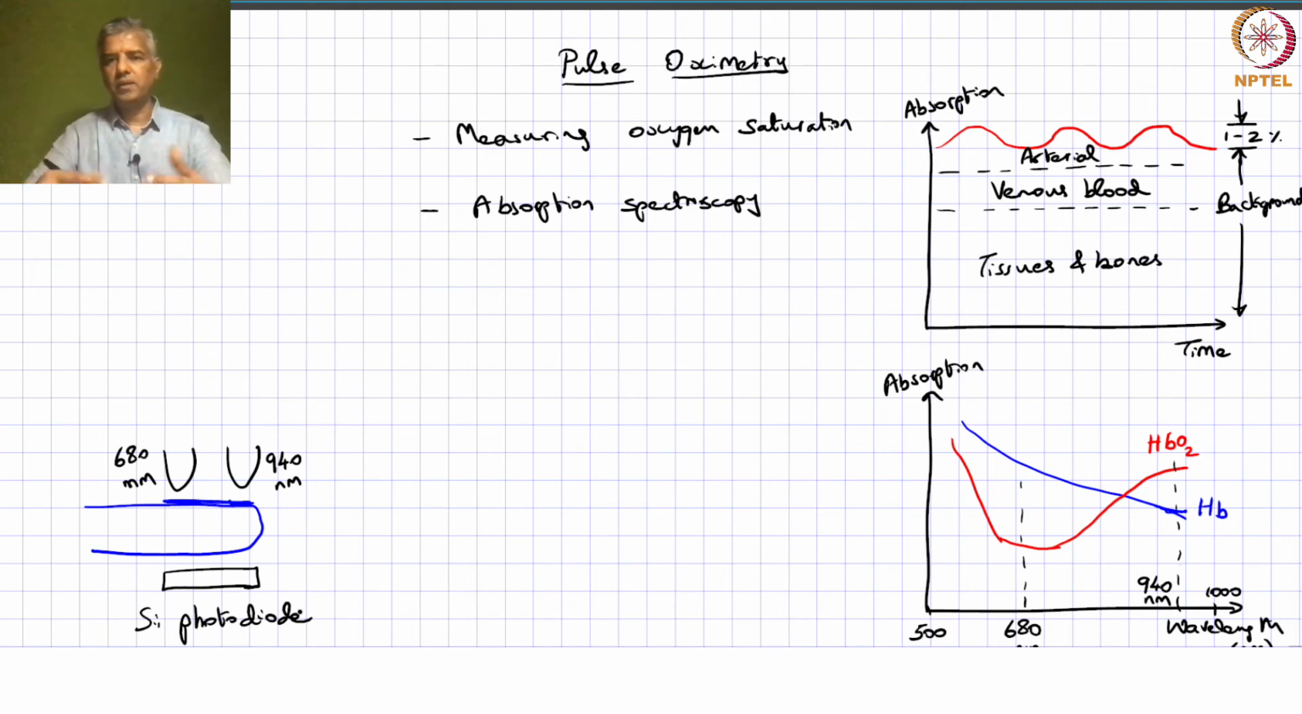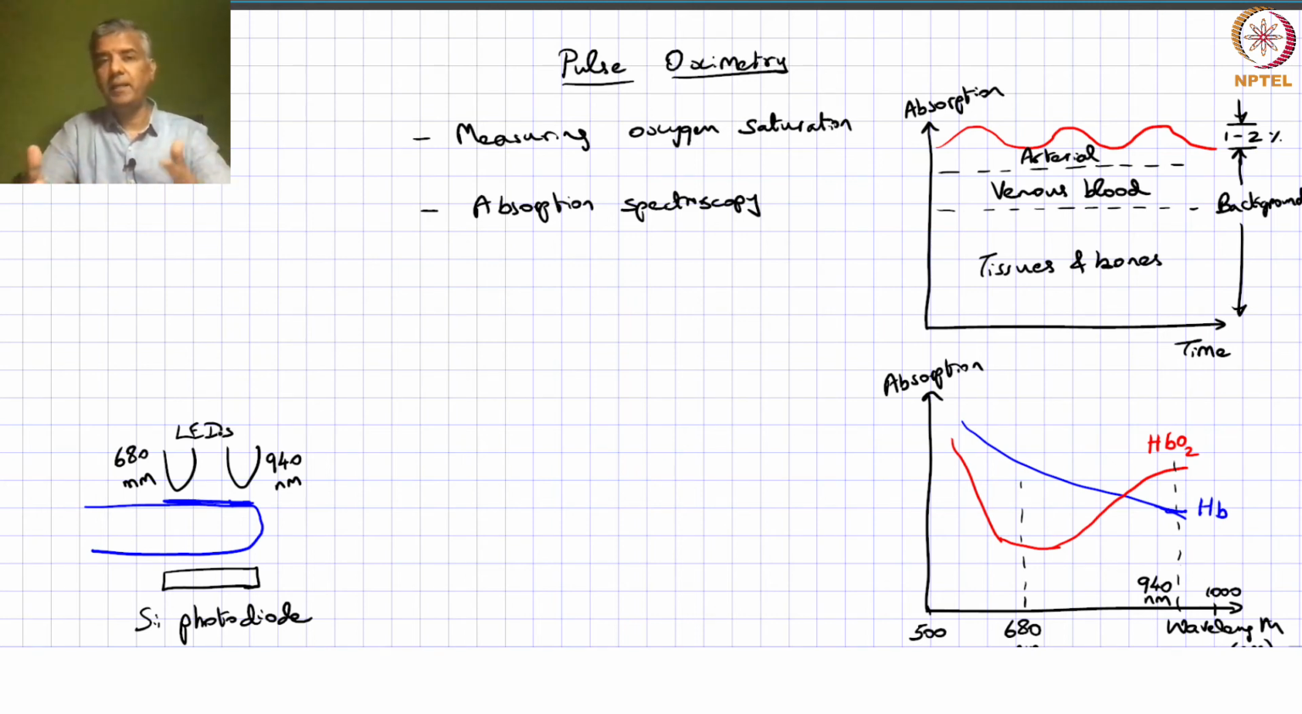Okay, so now we'll essentially go ahead and design a pulse oximeter. So how do you go about designing a pulse oximeter? You would basically have two LEDs. These are the LEDs which are driven by a certain current.